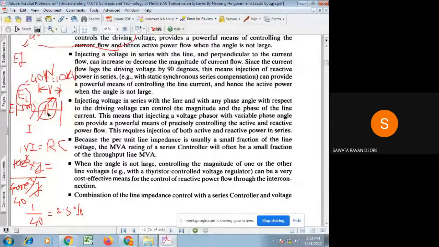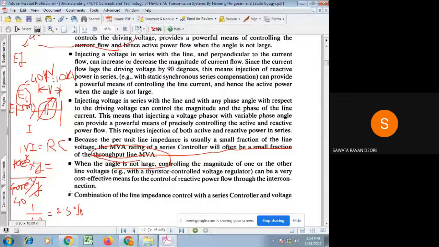So that's why it has been mentioned here that the MVA rating of the series controller will often be a very small fraction of the overall throughput MVA rating of the transmission line. And with an example, I will show you how that rating will be 2.5% of the MVA rating if you are going to provide 25% compensation for the voltage drop happening across the transmission line.